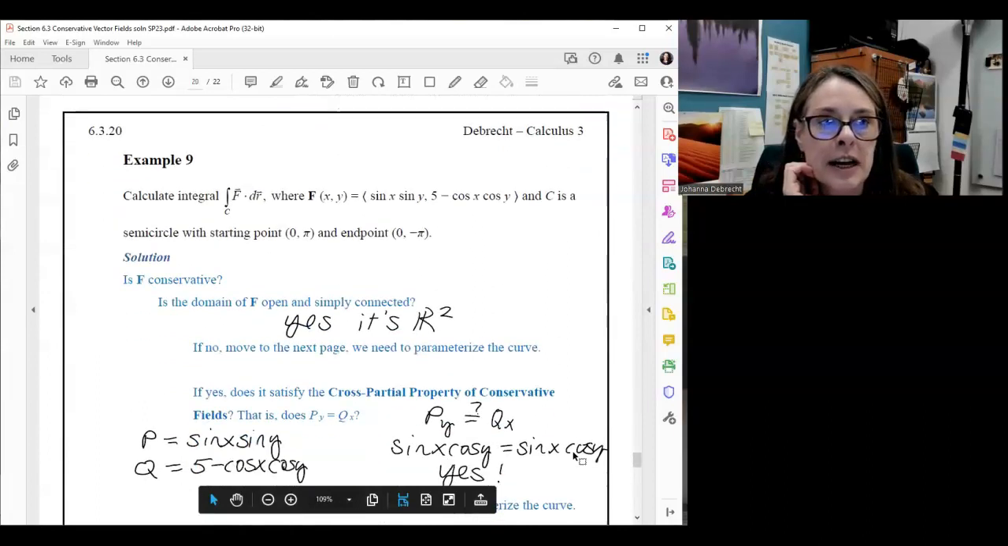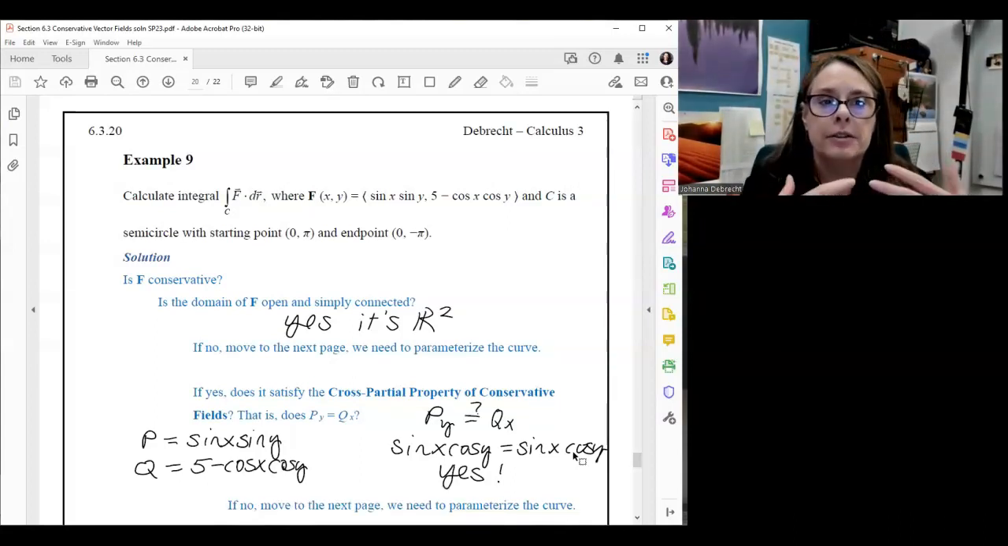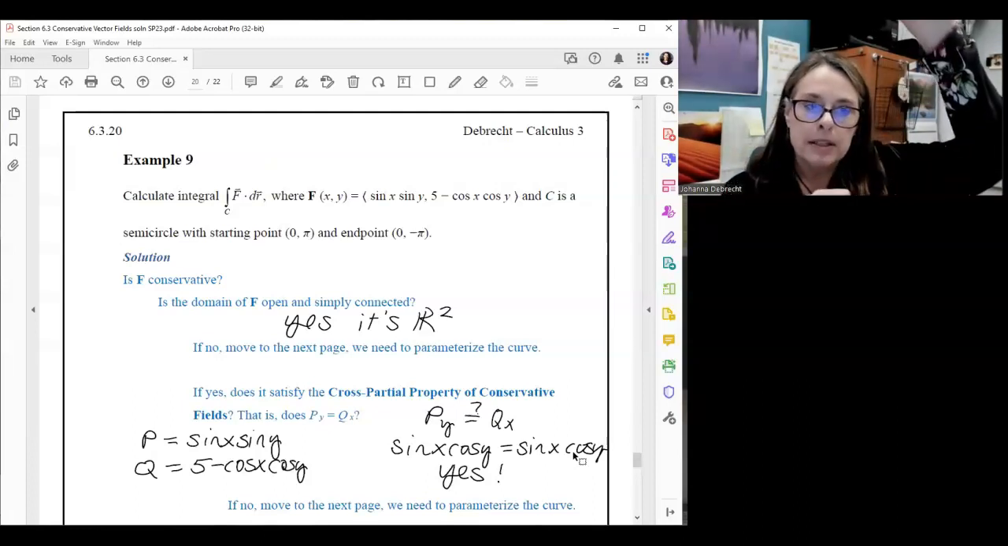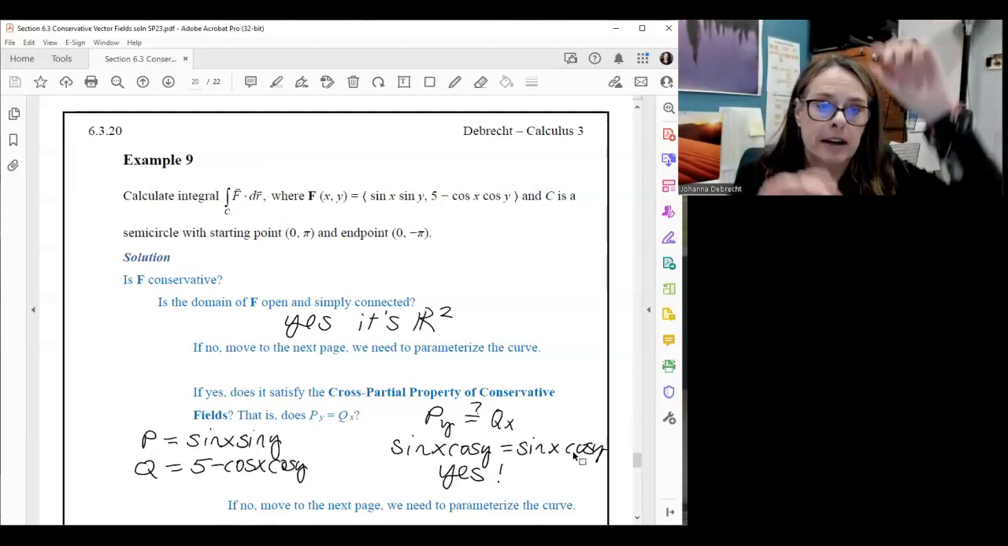So let's take a look at example 9, which I believe is the last one in the notes. This one is looking at the vector field sine x sine y and 5 minus cosine x cosine y. So it's a two-dimensional vector field, and we have that C is a semicircle starting at the point (0, pi) up on the positive y-axis and ending at (0, negative pi) on the negative y-axis.